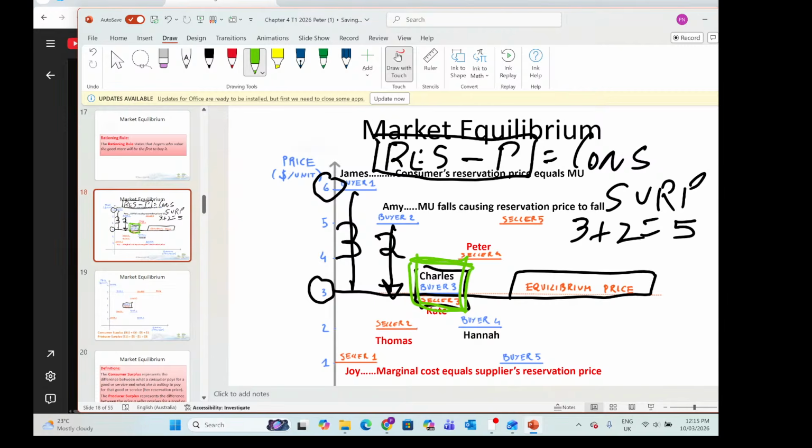I want you to contemplate Charles for a minute. Charles's reservation price was 3 and the price is 3. So Charles will buy the product, but whereas Amy and James are quite comfortable paying 3, Charles is right on the edge. If the price is any higher than 3, he's not buying the product.